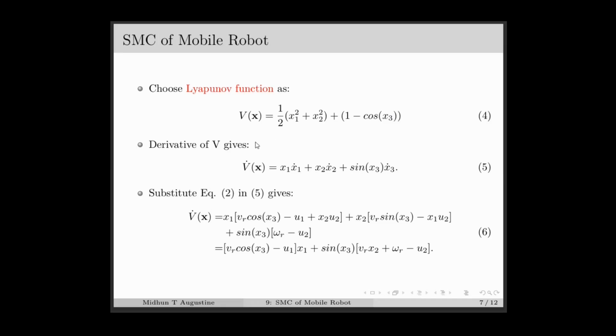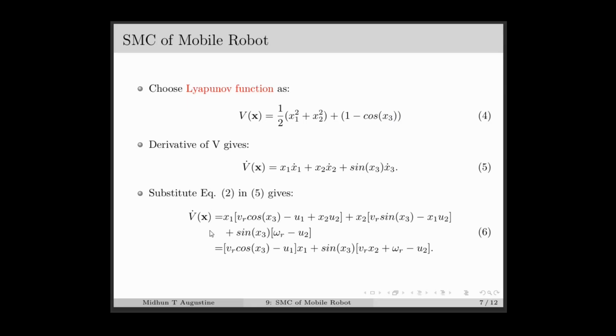Now the derivative of V can be obtained as in equation number 5. And by substituting for x1 dot, x2 dot, and x3 dot from the kinematic equation, we can obtain V dot as in equation number 6. Now in the case of Lyapunov based design, the main objective is to design the control law in such a way that the derivative of the Lyapunov function is negative. This ensures that the value of the Lyapunov function will eventually become 0, thereby the states will also become 0.